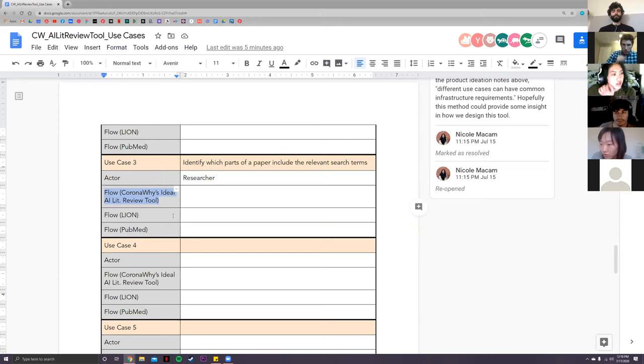When it comes to informing what you're describing as the ideal flow, how are we going to go about finding out the ideal flow? Because that's based on user research that we don't have yet.